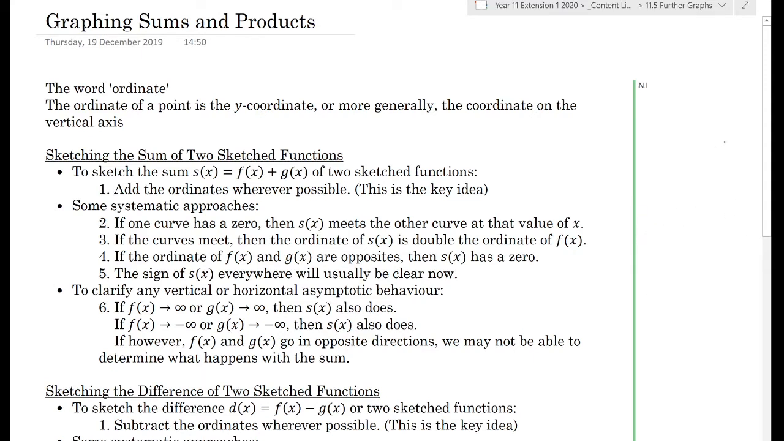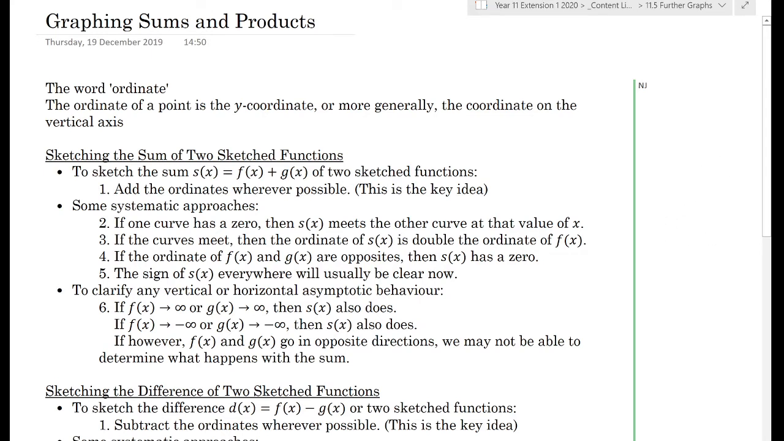The third one you look at, or part 4, is if the ordinates of f of x and g of x are opposites. So let's say we have 2 that look like this. Now it's if they're exactly opposite, not just similarly opposite. See these 2 here, how they're both opposites. Then our ordinate goes in between them in the middle.